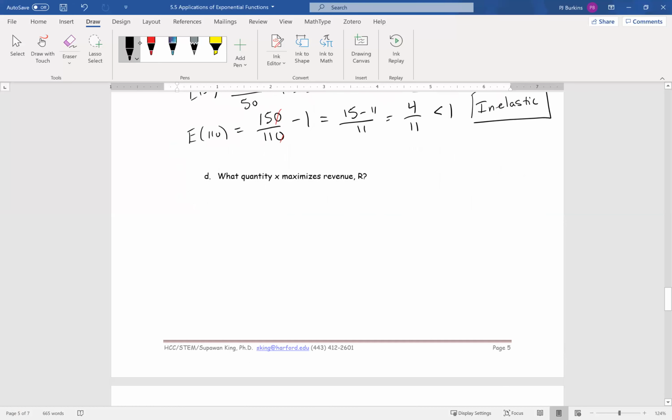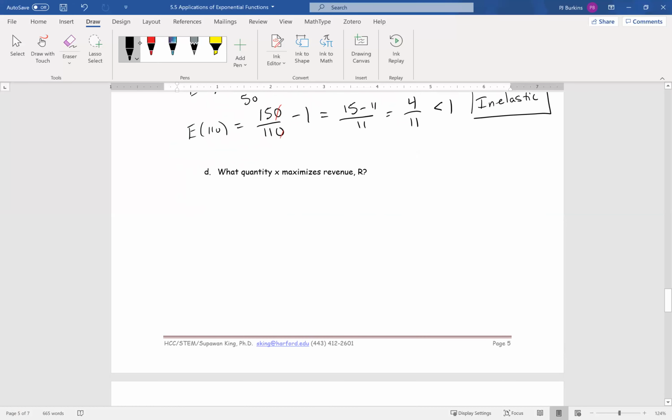Last part of this problem says, what quantity x maximizes revenue? So we can do this a couple different ways. I think the easiest way, it says maximize revenue. So that means R prime has to be 0.